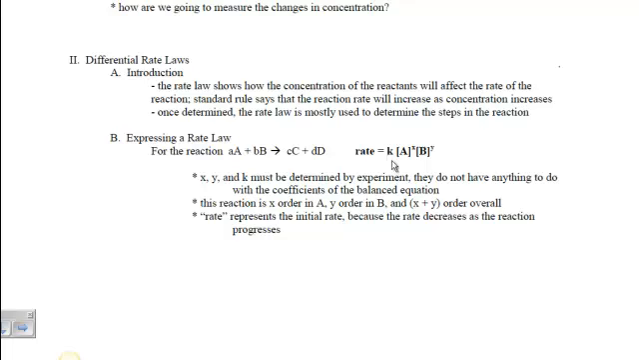k, x, and y are determined experimentally, and we could also say that this particular reaction has an overall reaction order of the sum of whatever x and y are. It's important to note that the rate is equal to the initial rate at the time when this reaction starts.